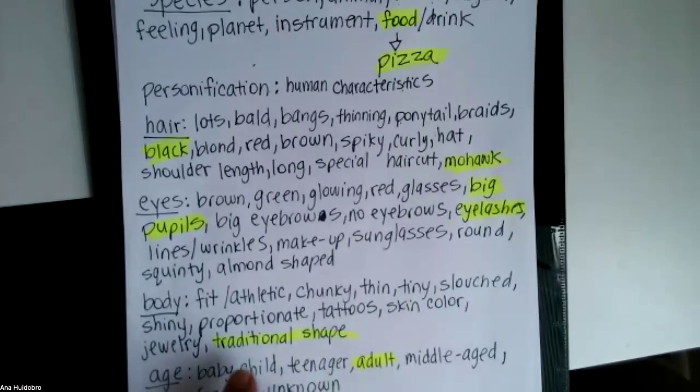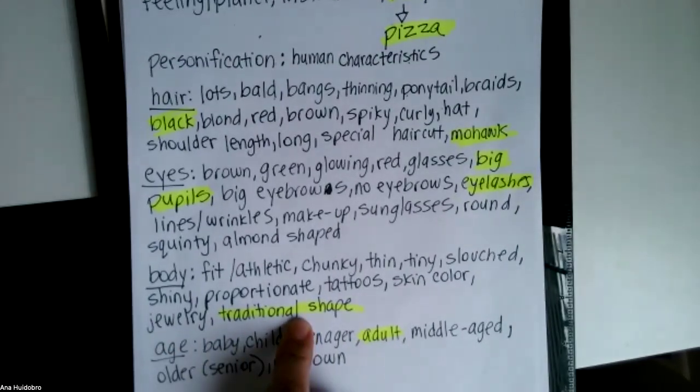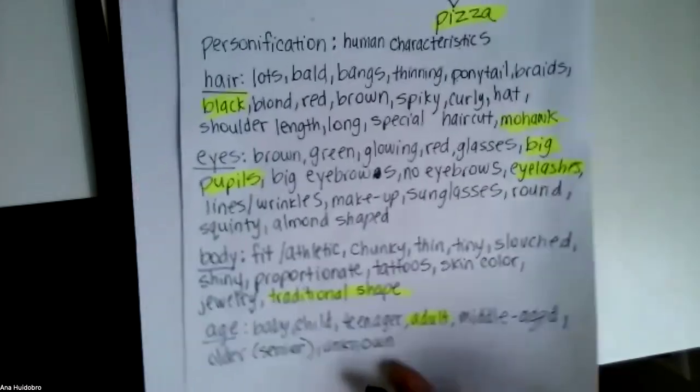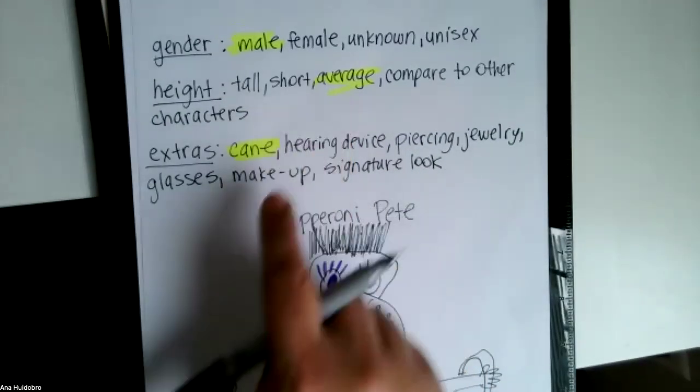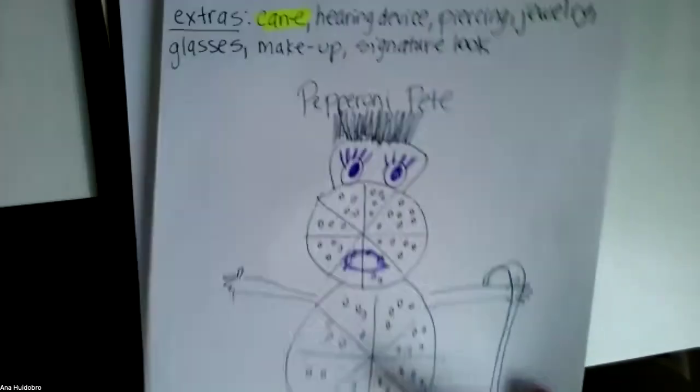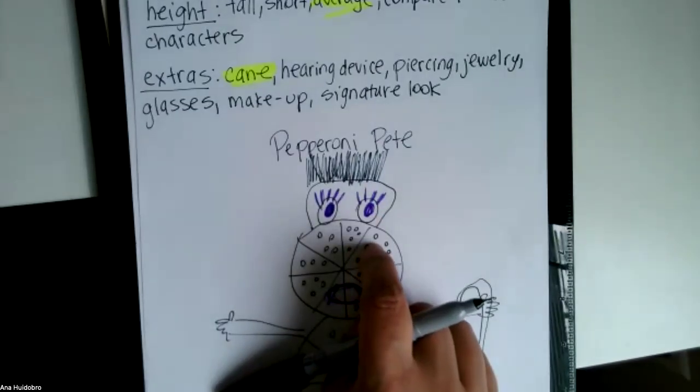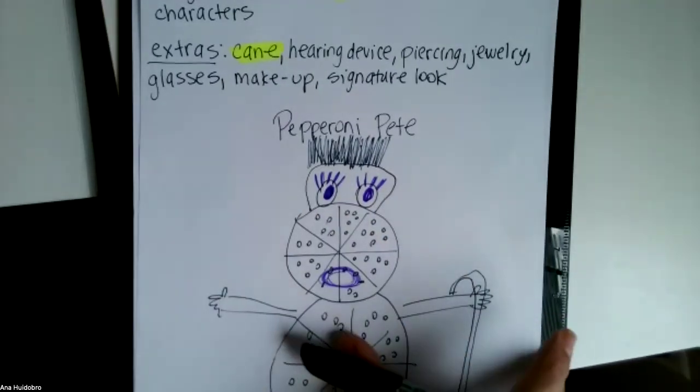My character was going to be a traditional shape. It's going to be a circle. My character was going to be an adult. My character was going to be a male of average height and use a cane. And my character's name was Pepperoni Pete. So this was my awesome drawing of my character, Pepperoni Pete.